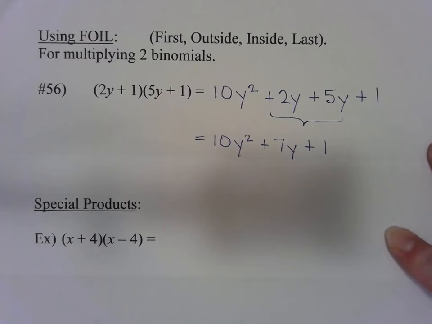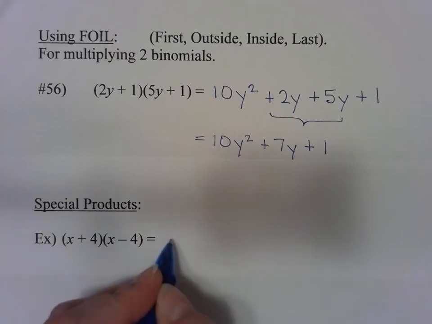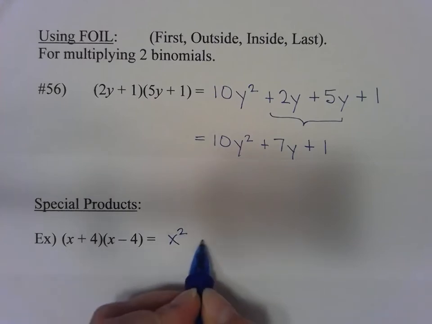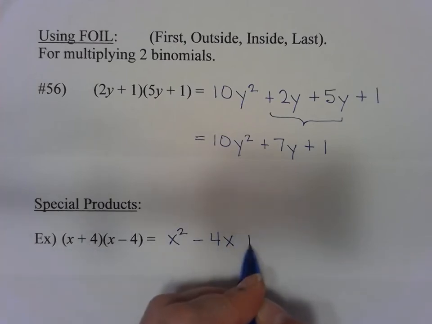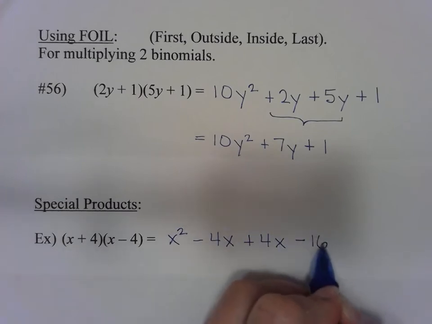Okay, so let's try this one. If I have x plus 4 times x minus 4, sometimes this is called the product of a sum and a difference, because one is a plus and one is a minus. But I can FOIL it out the exact same way I did the last example, right? So x times x will give me x squared. On the outside, I'll have negative 4x. On the inside, I'll have positive 4x. And then 4 times negative 4 gives me minus 16.